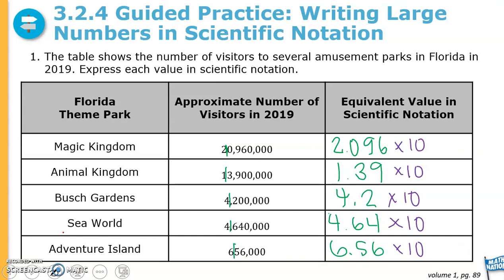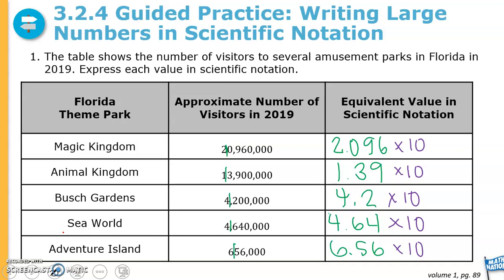The exponent comes from how many times you move the decimal, but not how many zeros there are. Most of the time, those will not be the same answer. I'm going to say it again. The exponent comes from how many times you're moving the decimal, not how many zeros there are.